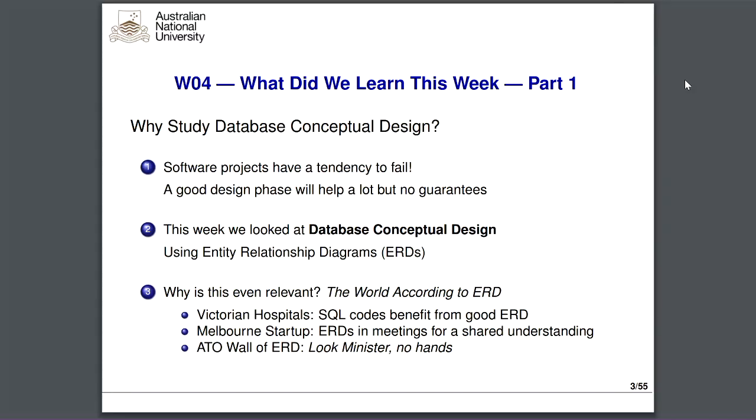So this week we looked at conceptual design. In particular, we looked into entity relationship diagrams, and then an enhanced version, enhanced ER. These enhanced ER models are for cases where we have to consider subclasses and superclasses, where the goal is bigger. Why is this even relevant?